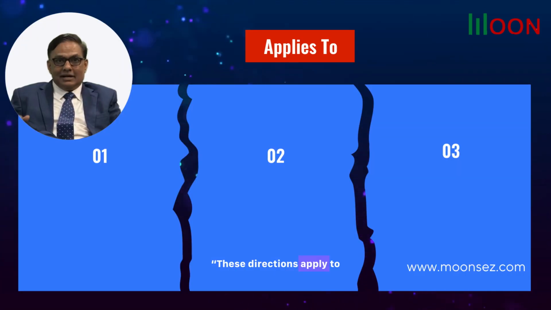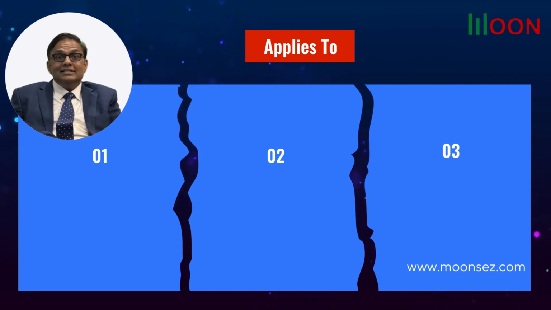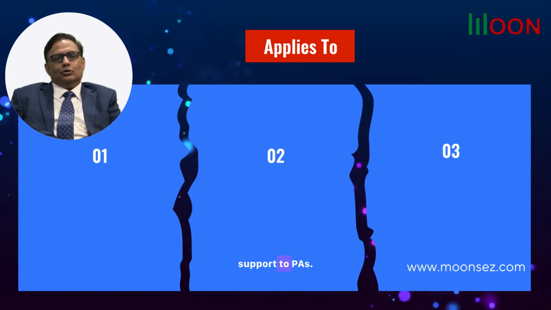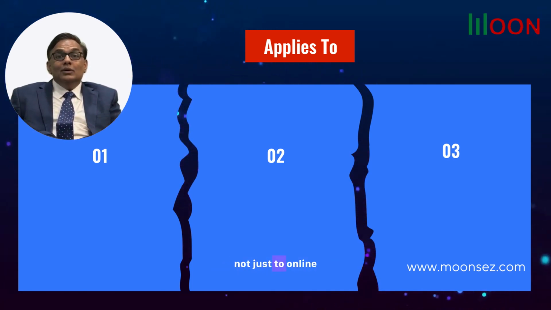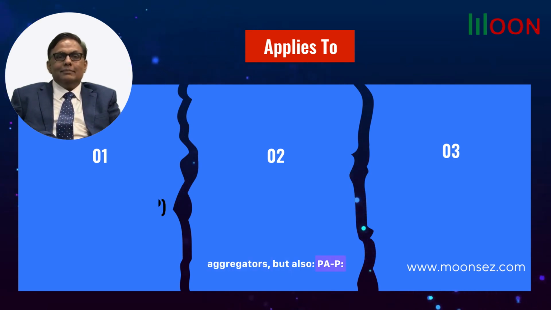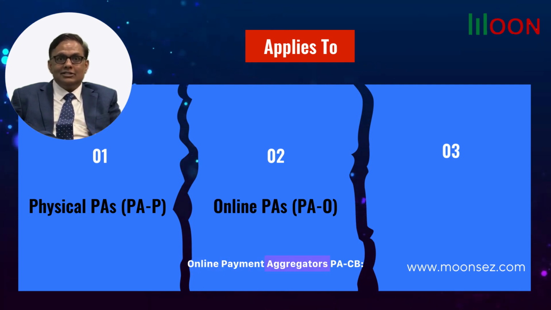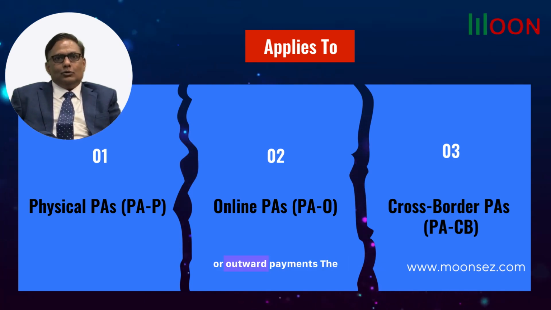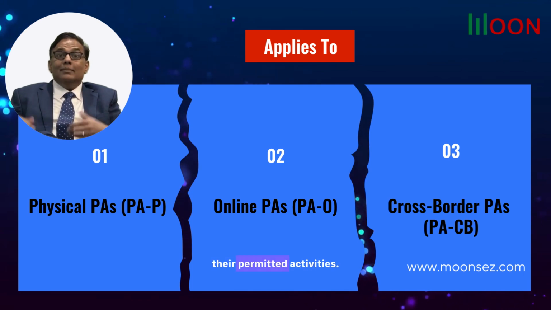These directions apply to all bank and non-bank entities operating as payment aggregators. They also apply to authorized dealer banks and scheduled commercial banks that interact with or provide support to PAs. What's important here is the broad applicability, not just to online aggregators, but also PA-P, physical point of sale aggregators, PA-O, online payment aggregators, PA-CB, cross-border aggregators, facilitating inward or outward payments. The new definitions clearly distinguish each category and outline their permitted activities.